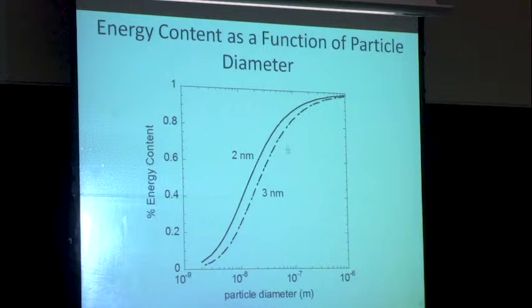And that shows up here, for example, looking at changing the particle size and the percent energy content for a 2 nanometer oxide layer or a 3 nanometer oxide layer. And what you can see here, if I look at a particular dimension down here, if I get to about maybe 50 nanometers, you can see that I've lost 40% of the energy content. So eventually, if I were to shrink this particle down to 10 nanometers, it's almost going to be all oxide. There's not going to be any metal content at all.